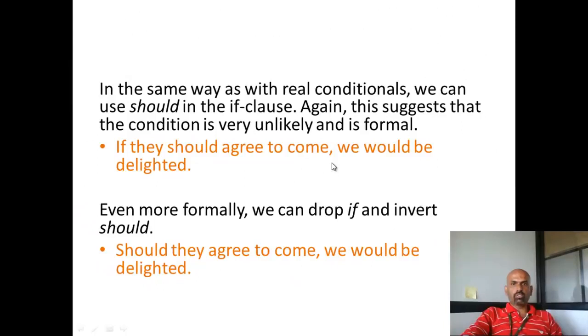If they should agree to come, we would be delighted. Now, how to make it more formal? Simple. Look at this. They have dropped "if" and brought the "should" forward. Then they moved "they" to after the "should". That's what makes it: Should they agree to come, we would be delighted. This is the way of making if clauses more formal, dropping the "if" and using the "should". Should they agree to come, we would be delighted.